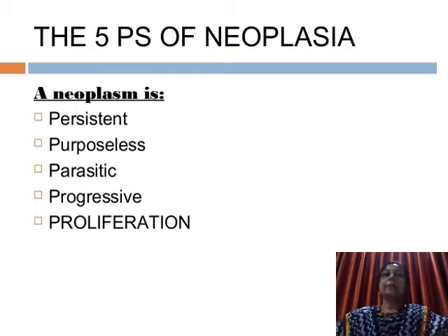Neoplasm has 5 P's. Neoplasm is persistent, purposeless, parasitic, progressive and proliferating. This is the characteristic of neoplasia.